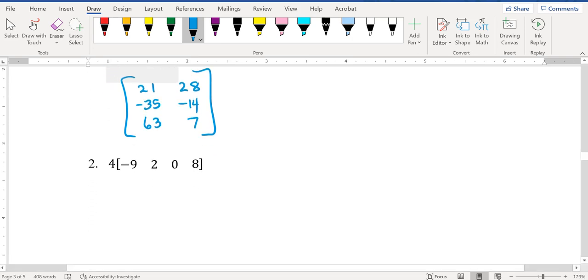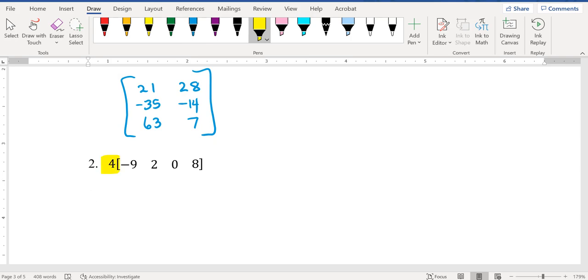So number 2, I have the number 4 out front, and I'm multiplying it by the 1 by 4 matrix, -9, 2, 0, 8. So my new matrix, 4 times -9 is -36. 4 times 2 is 8. 4 times 0 is 0. And 4 times 8 is 32.